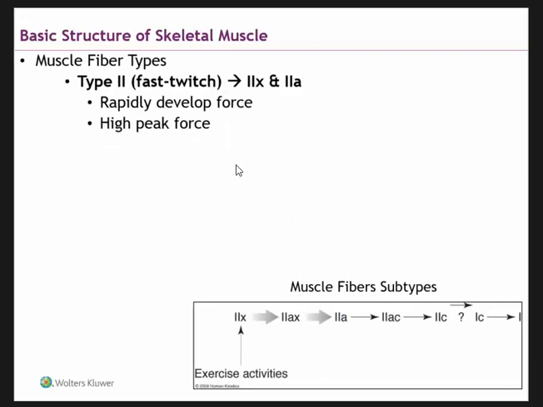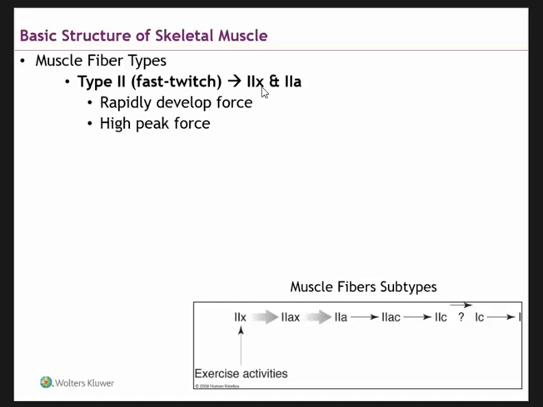So we have 2 different types of type 2s. We have an X and an A. The A is your intermediate fiber, and we'll talk more about that in a second when we get down here. But X is an intermediate, and that's your FOG fiber. Or sorry, A is your intermediate, and that's your FOG. It uses both oxidative and glycolytic. The X only uses glycolysis.